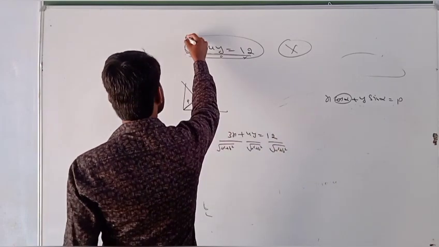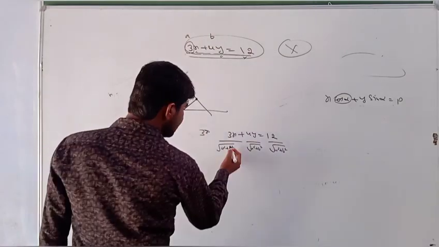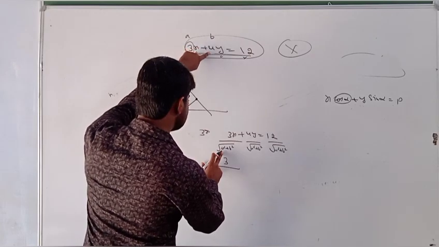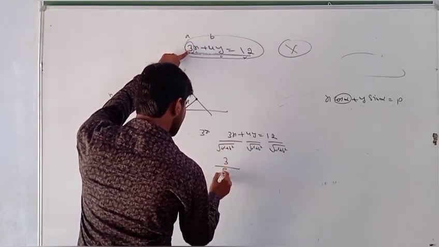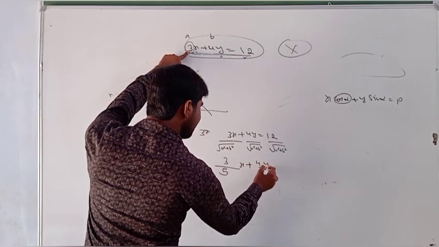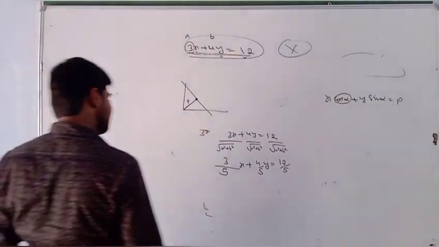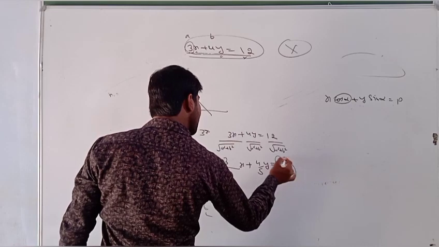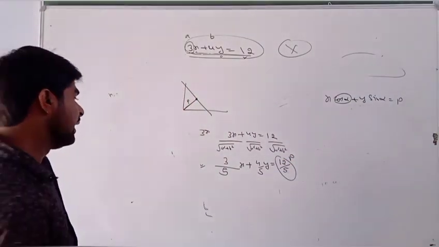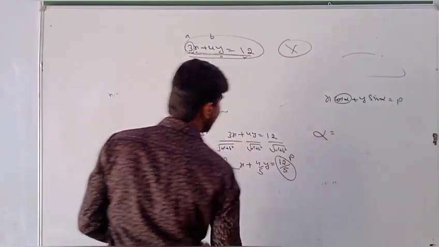What is the value of a? 3. And what is the value of b? 4. So 3 upon under root of 3 square 9, 4 square 16, 9 plus 16 is 25, under root 5. So 3 by 5 x plus 4 by 5 y equals 12 upon 5. We want to find out only p. So what will be the answer? 12 by 5.